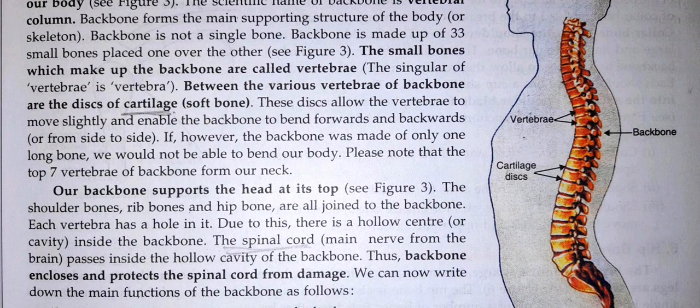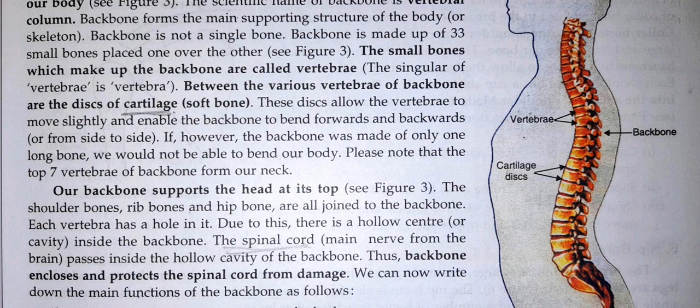The small bones which make up the backbone are called vertebrae. The singular of vertebrae is vertebra. Between the various vertebrae, see that labeled figure given, that rectangular shape is a vertebra you see there. Between the various vertebrae of the backbone are discs of cartilage, which means the soft bones.